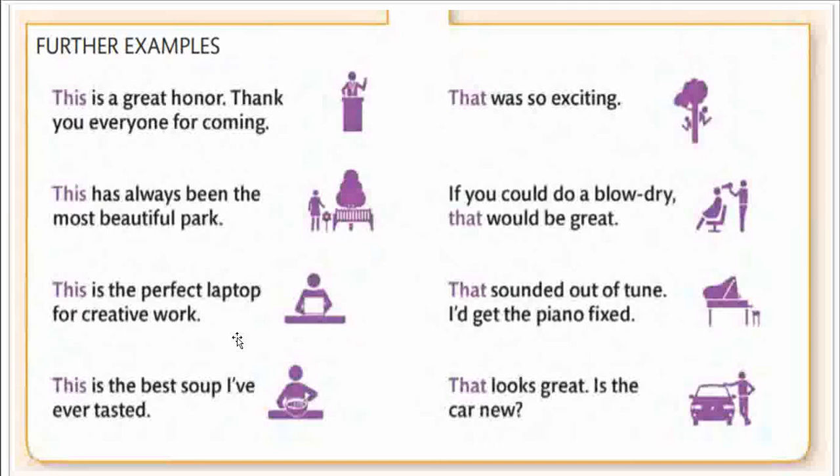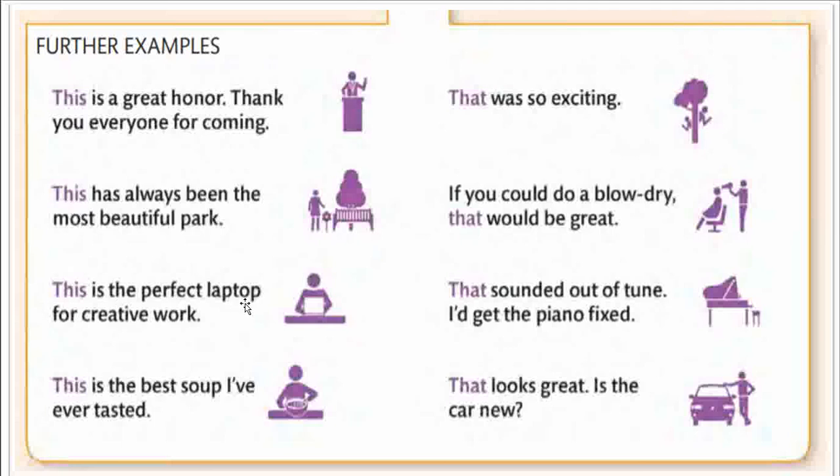Let us see the examples based on the rules that we have just learned. This is a great honor. Thank you everyone for coming. This is a great honor. So I'm pointing out to something that is happening at present and now. This has always been the most beautiful park. Pointing out to the nearest and talking about. Instead of saying it has always, using the word this as a pronoun.